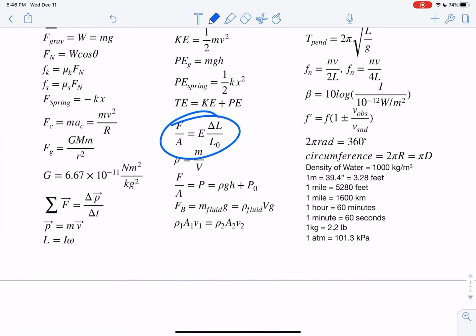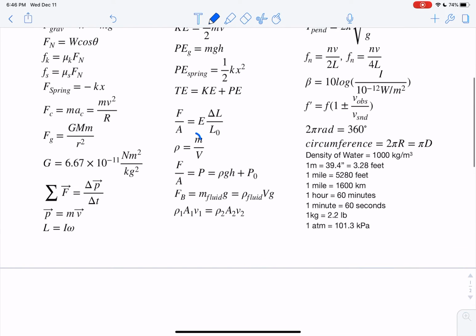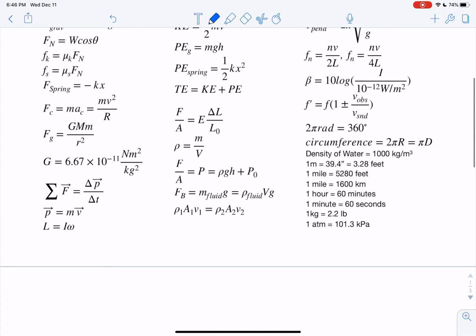You don't have to worry about that equation, that's your force per area, the elastic stretching deformation equation. Density is mass over volume. Pressure is force over area. Pressure is also equal to rho gh plus your atmospheric pressure, or whatever your initial pressure is. Remember, that's gauge pressure, and this whole thing is absolute pressure.